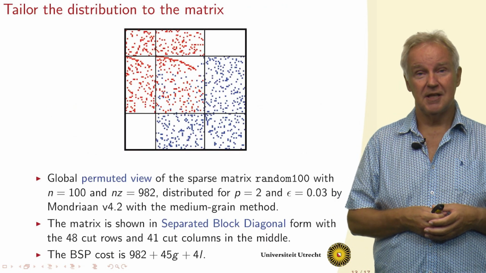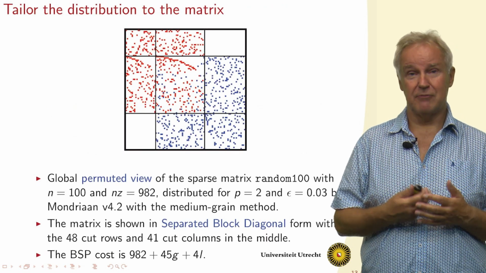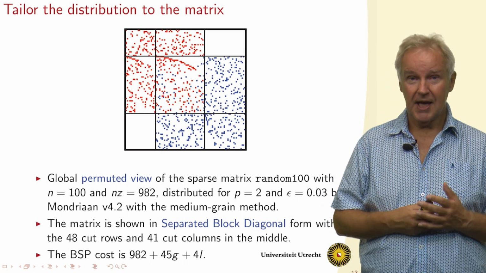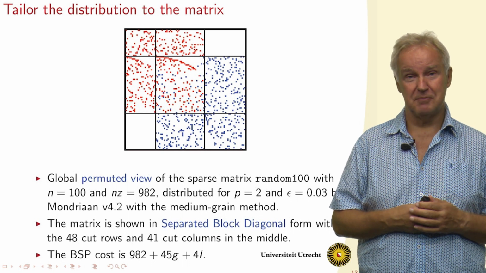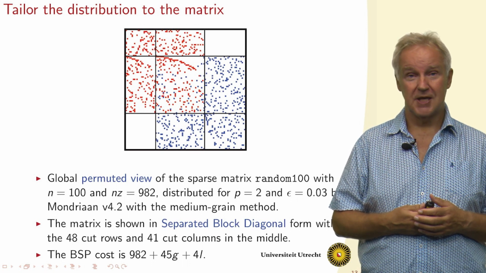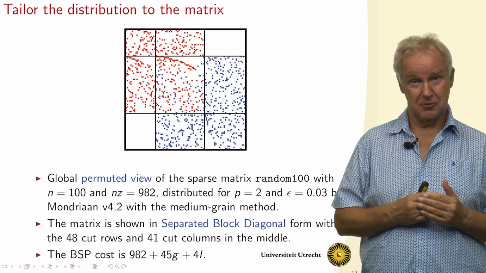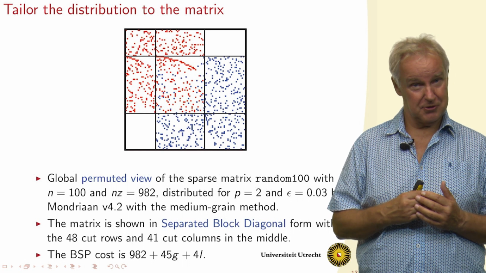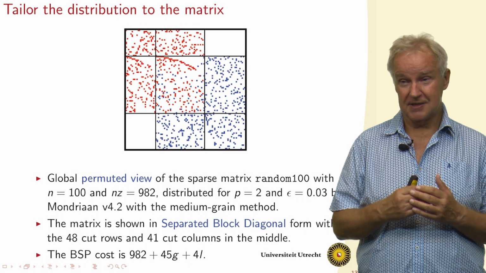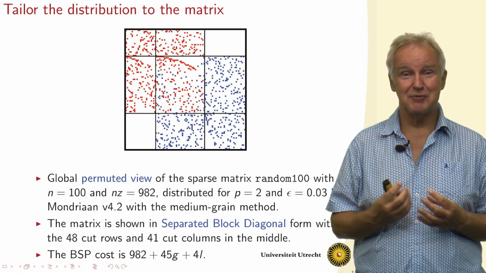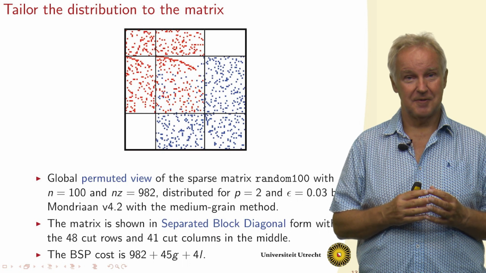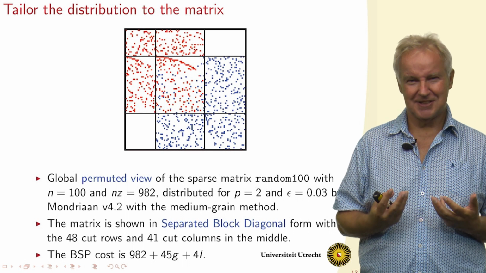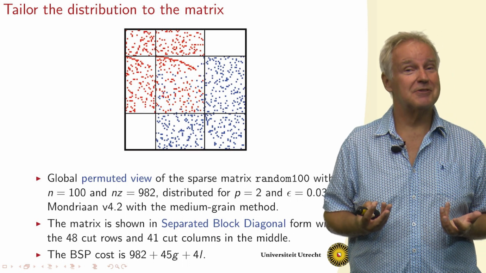And here you see this visualized. We have two processors. This is our original 100 by 100 matrix. We have permuted the rows and columns: rows that were completely assigned to the red processor we moved to the top, those completely assigned to the blue processor to the bottom, and those that were split, which means communication, we moved to the middle. We did the same for columns. And then you see the middle is quite big. That's an indication that this is a hard matrix to partition.